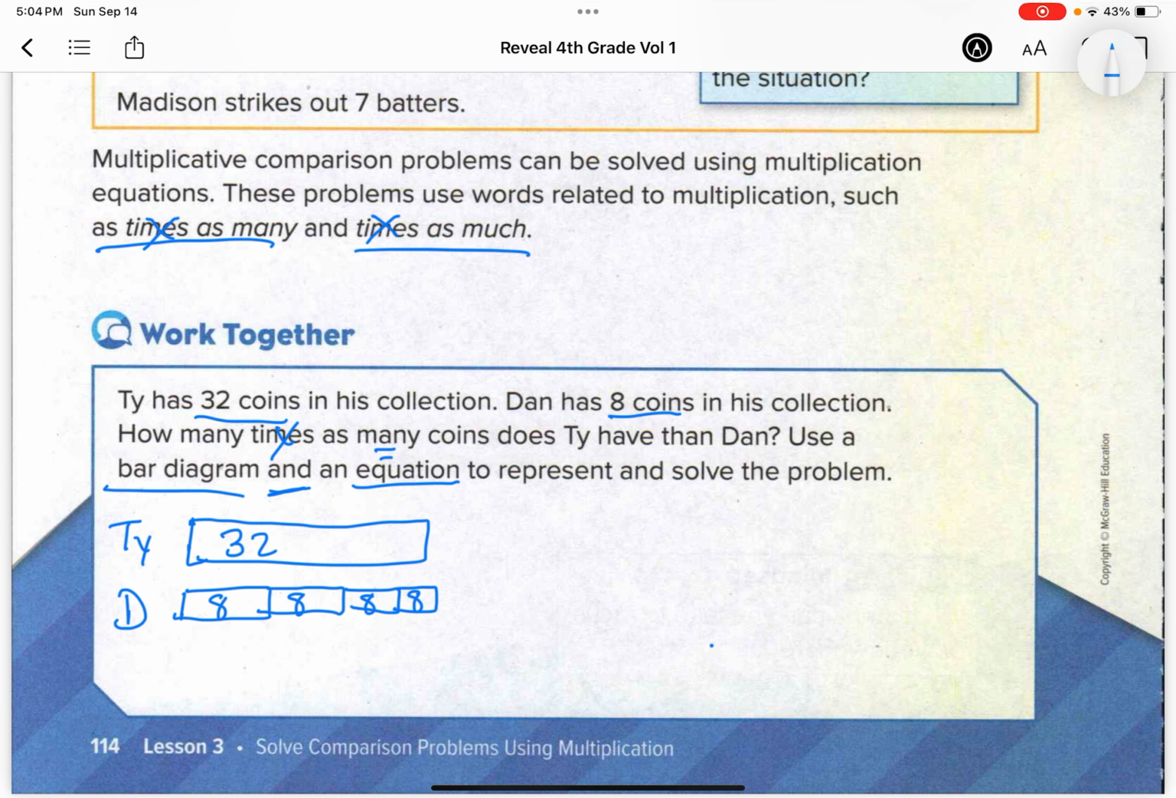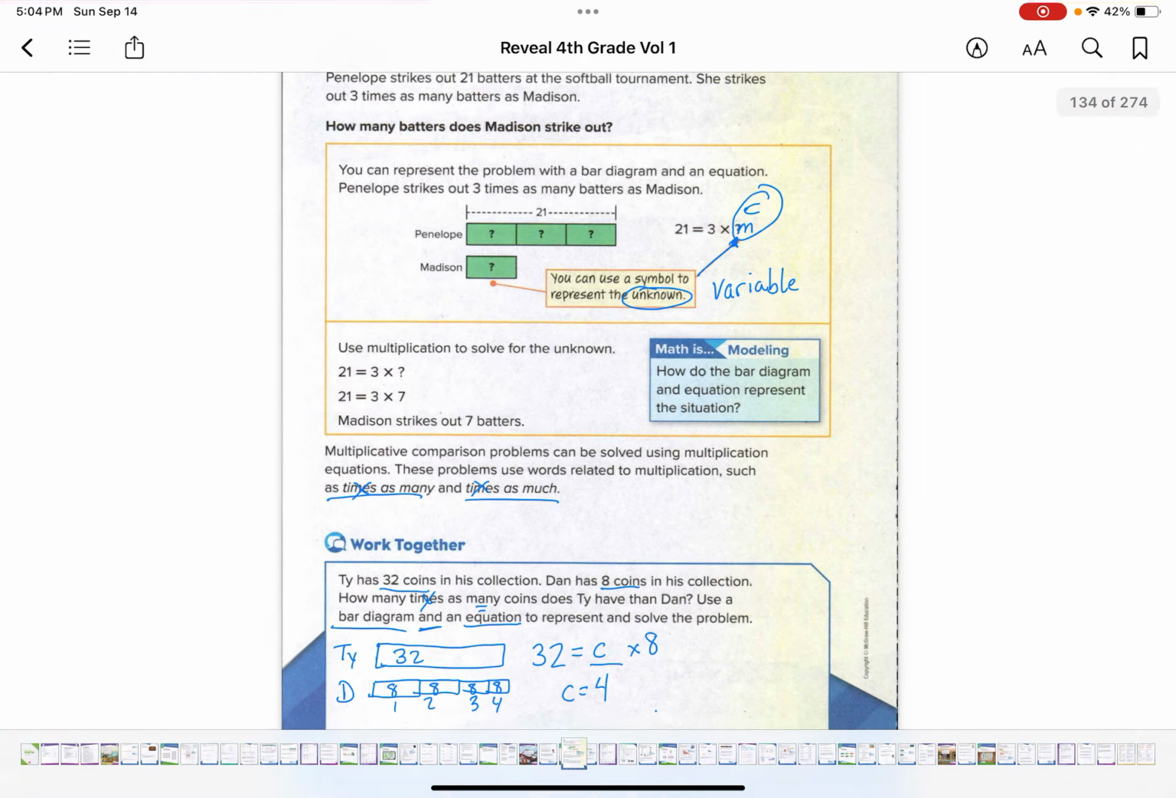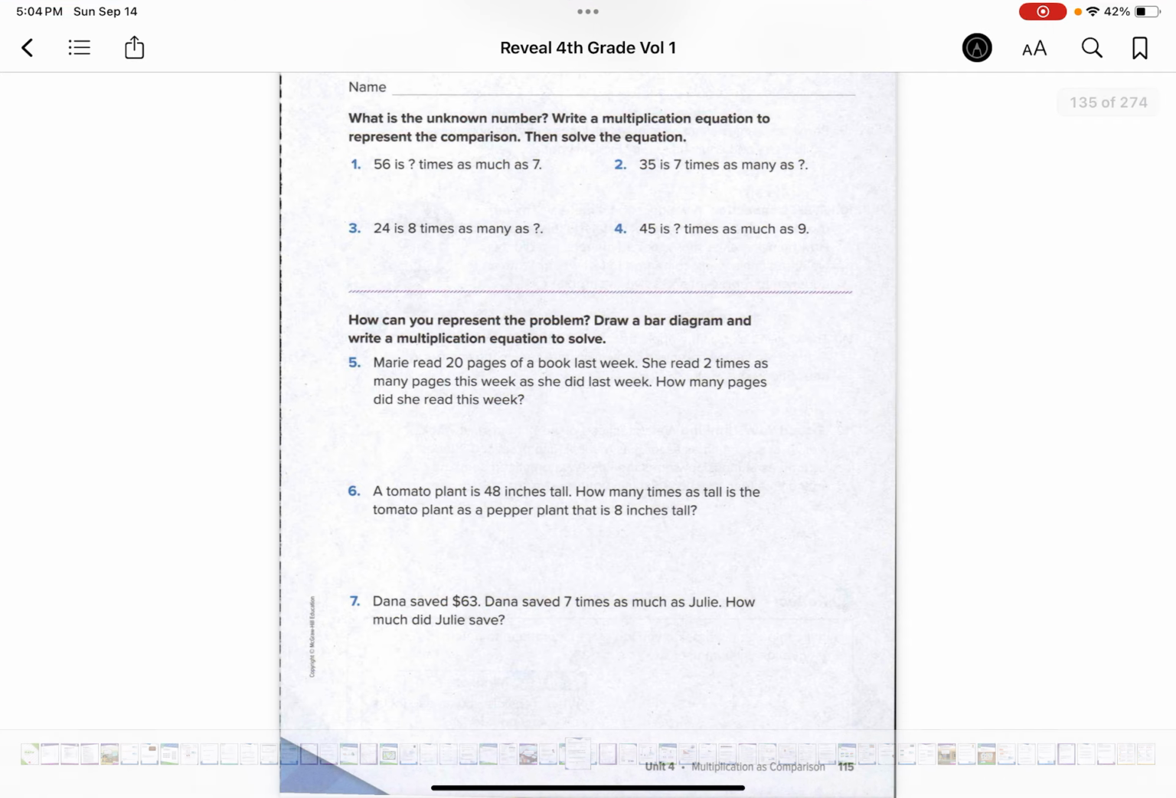So this is what our problem is. We have 32, which is what Ty starts with, and then we have how many times more. That's our blank, so that's going to be our variable. We're going to put C for coins times 8. And what does C equal? Well, we see there are 1, 2, 3, 4 groups. So C equals 4. He has 4 times as many. Now let's head to our next page for our on your own part.